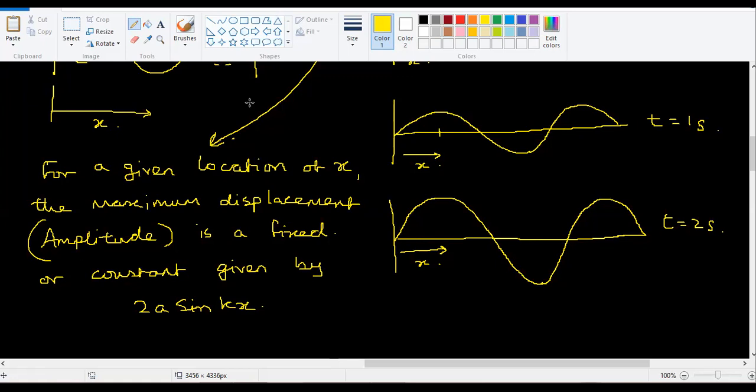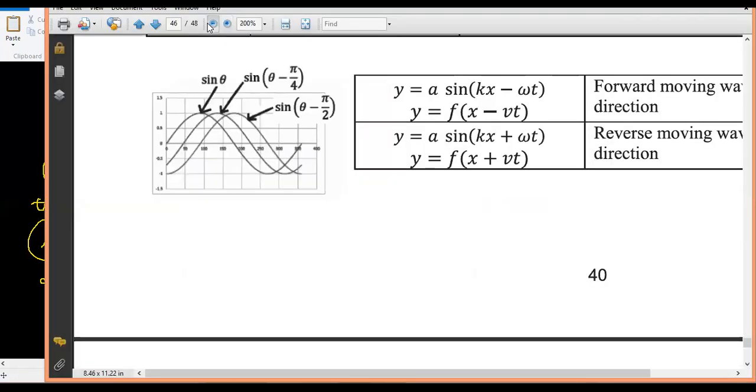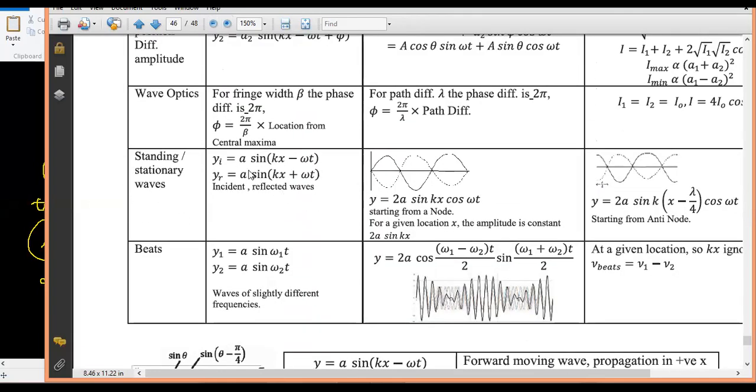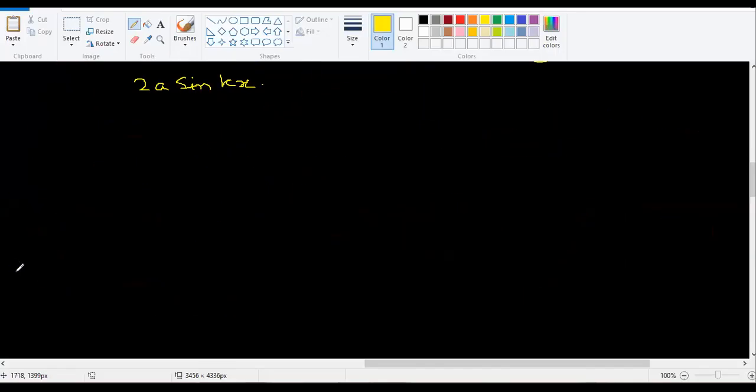So this is what I have shown here in standing waves: a sine(kx minus omega t) plus a sine(kx plus omega t). So you get this one. Starting from a node, for a given location x, the amplitude is constant, which is 2a sine kx. This is a little bit advanced concept. If you start from here, suppose your starting point was here, then there will be a lambda by 4. This entire thing is lambda. This is a bit confusing, so let's try to explain this in the drawing.